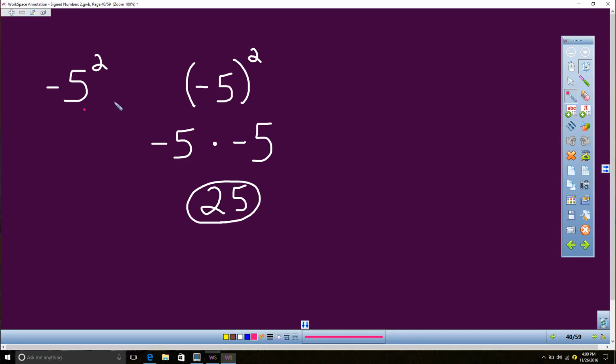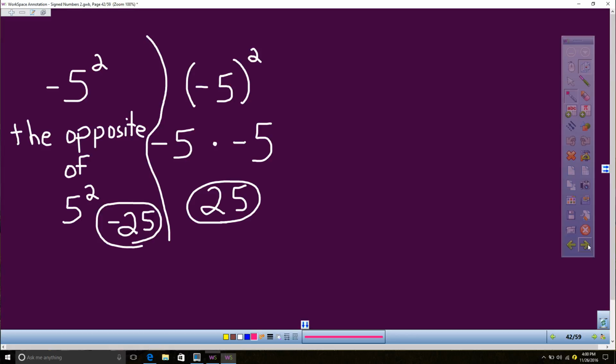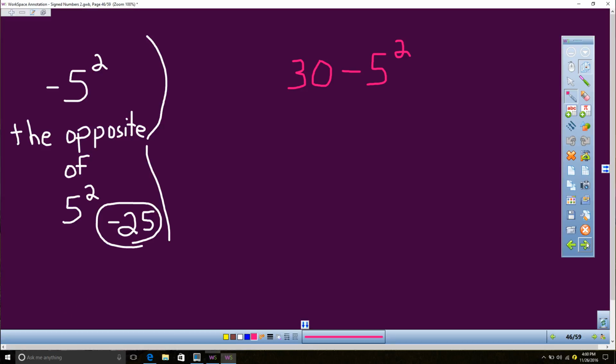But now look at this expression to the left. Notice there are no parentheses. If we think of this as the opposite of 5 squared, then we all know that 5 squared is 25, and the opposite of 25 would be negative 25. Another way to think of it is to put in a little negative, to put in a 1 times, is to think of this as negative 1 times 5 squared. And according to the order of operations then, we're going to do the exponent first, and then we multiply, either way you get negative 25.